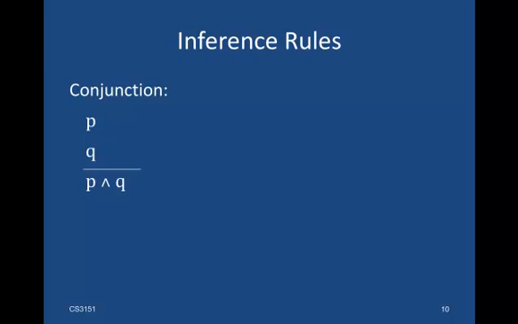Conjunction means that if P holds and Q holds, then the conjunction P and Q holds. And resolution says that if P or Q holds and not P or R holds, then Q or R has to be true.